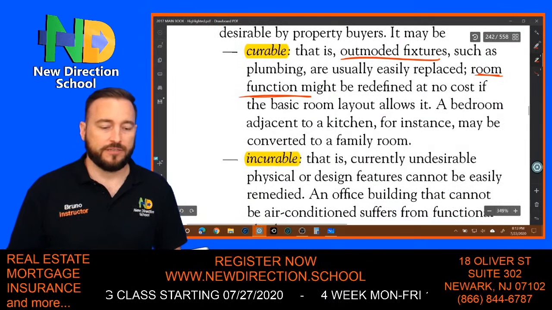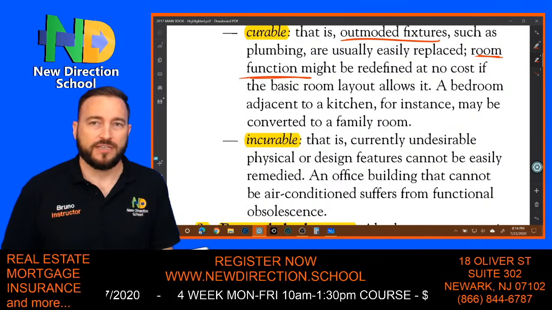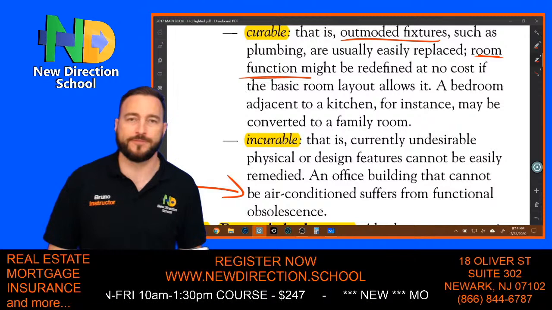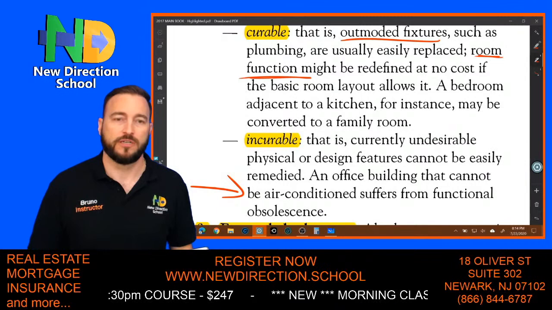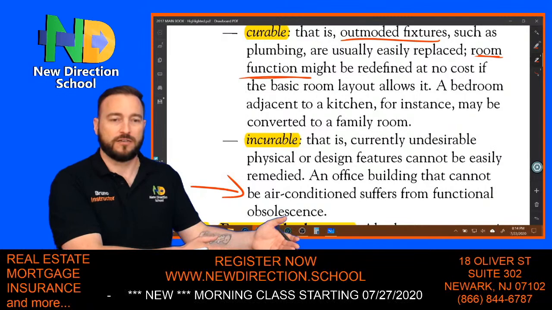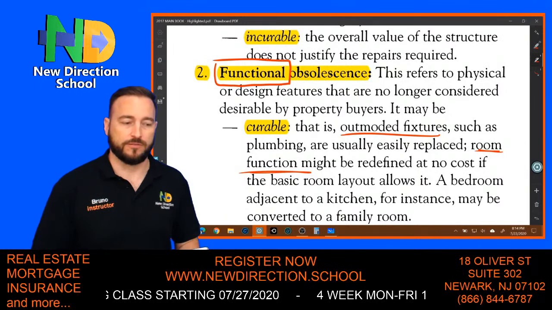Okay. What's incurable? Gil, I'll go to that one in a second. What's incurable is that there's nothing you can do about it. Like an office building right here. An office building that cannot be air conditioned suffers from functional obsolescence. We cannot put air conditioning here. It's difficult to do, and it's not worth it. So it's suffering from a functional problem. There's no way to do it, no way to redirect it. It's not damaged, we just cannot alter it. Does that make sense? See here, I told you to look for damages in physical. Functional, there's nothing I can do. Okay?